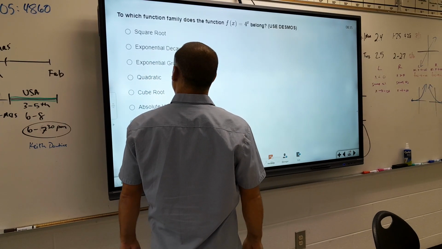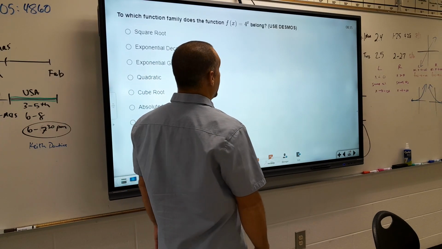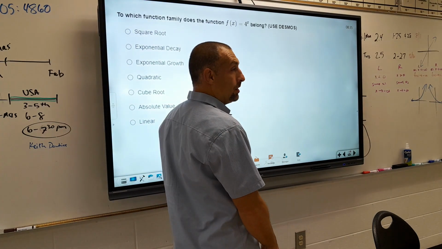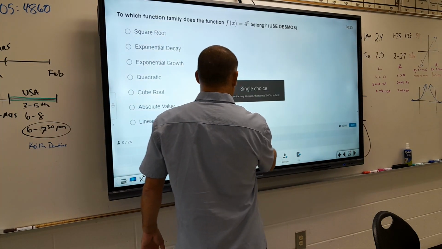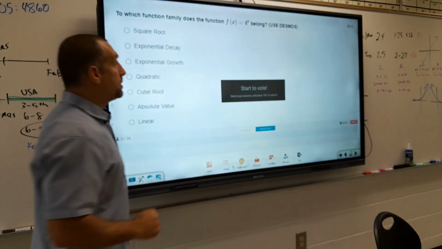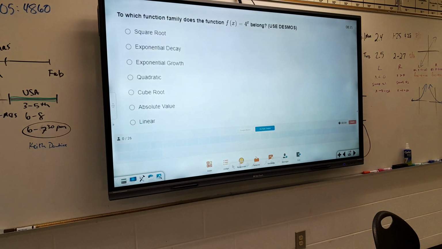There's a slight issue here. You don't have a picture this time, do you? So what do you have to do? Use Desmos, right? Okay, so you'll type the function into Desmos to generate the picture to make sure you know. But you may just know from the algebra.